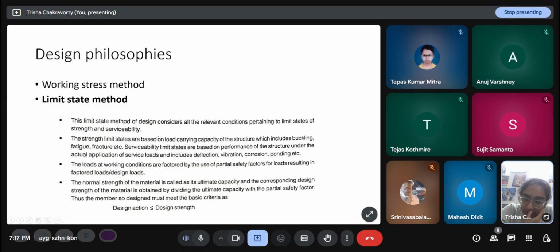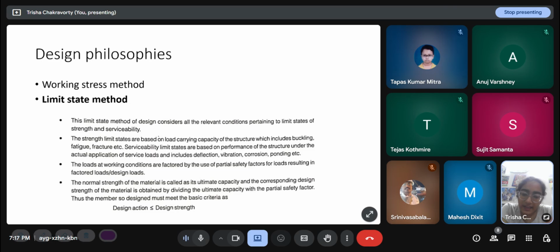Serviceability limit states are based on performance of the structure, like deflection, which is the most important, vibration, corrosion, bonding, etc. The loads at working conditions are factored by the use of partial safety factors for loads, resulting in factored loads or design load. This is a multiplicative factor of safety, and the normal strength of the material is called the ultimate capacity, and the corresponding design strength is obtained by dividing the ultimate capacity by a partial safety factor.